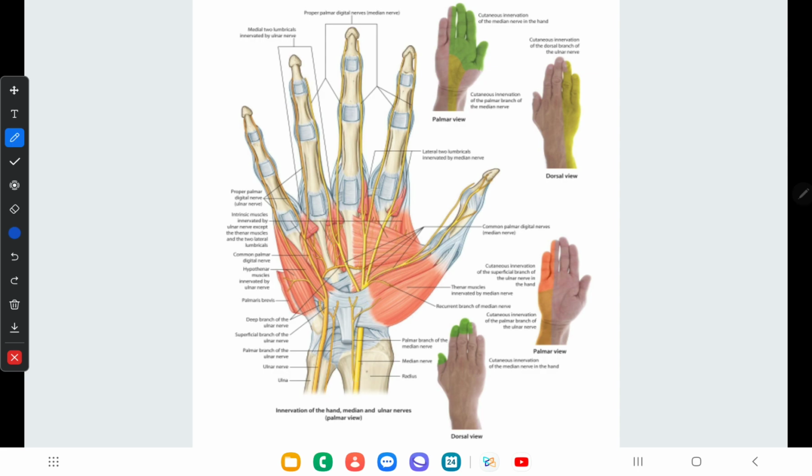Also, because it gives muscular branches to the thenar eminence, there is muscle wasting in the thenar eminence during carpal tunnel syndrome if the median nerve is compressed. And we can see the actions of the thumb become weakened during compression of the median nerve. So that's all about the median nerve and its clinical aspects.